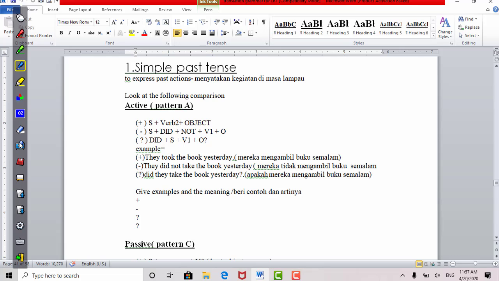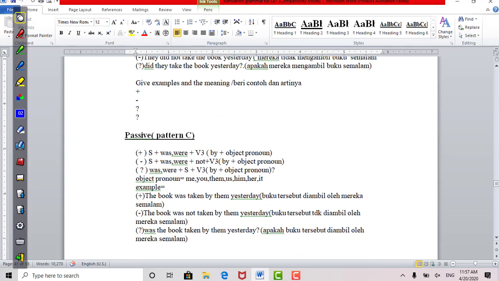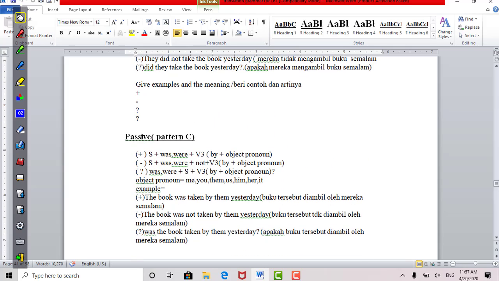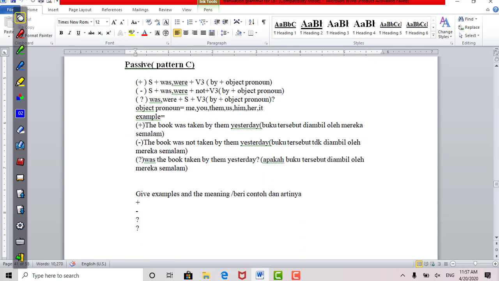Next, now we have pattern C. After pattern A, which you have understood, now the thing we will discuss today is passive voice, pattern C, connecting subject with verb, but this one as a passive. Okay, sebagai kalimat pasif. And when you translate this one, it will be D.